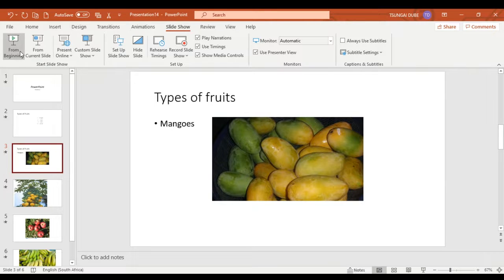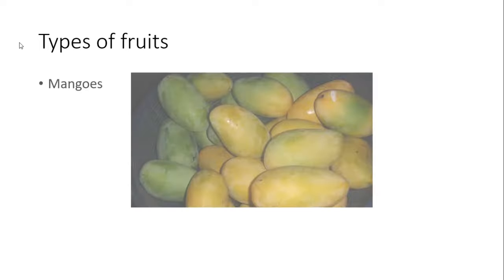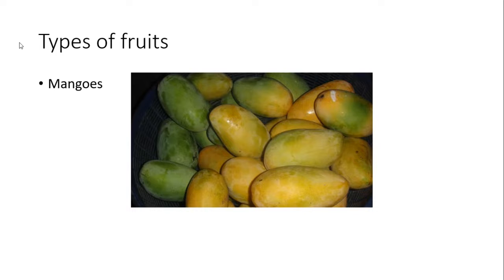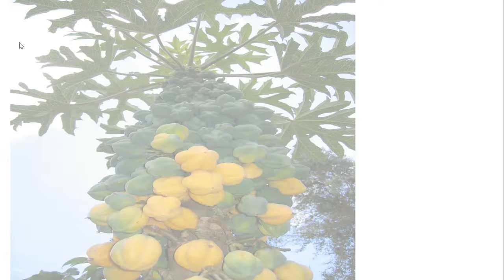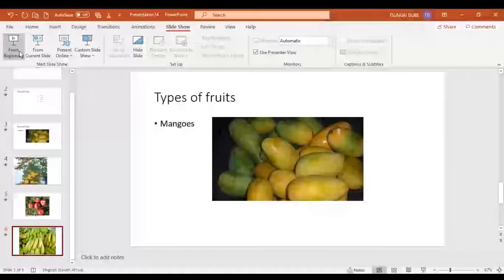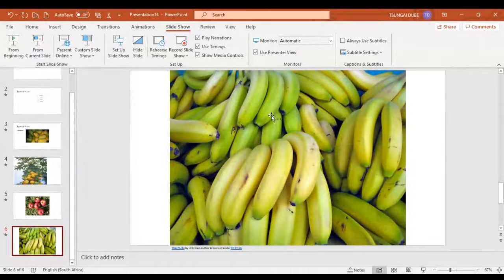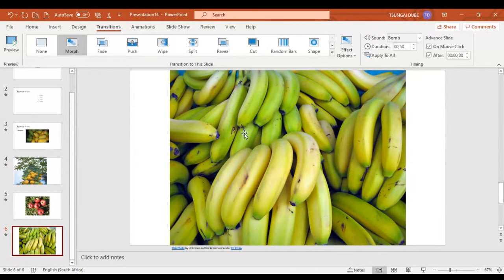I can say from beginning, and then I can have a look at what is happening, and then my PowerPoint presentation is playing in a slideshow. Then when I'm done, I just click on escape on my keyboard to go back to the normal view of my PowerPoint presentation. That's how you add transitions in PowerPoint as well as modifying them.